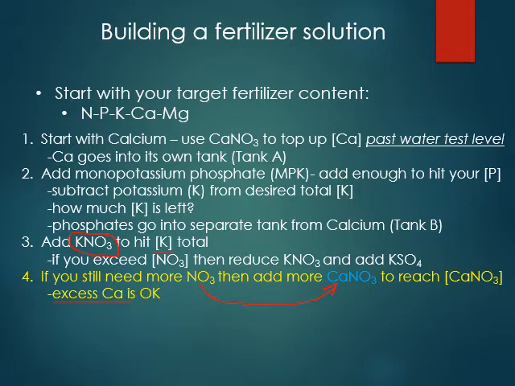So then you would go right back to the very beginning here and add a little more calcium nitrate. So you might overshoot your calcium target slightly, but you'll get your nitrate target, which is important because nitrate is the biggest contributor to plant growth.